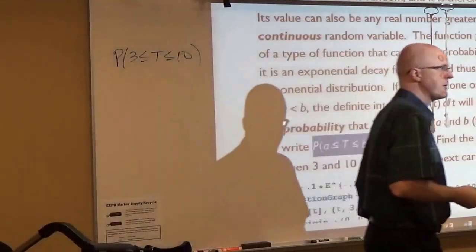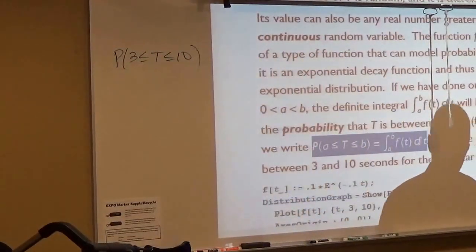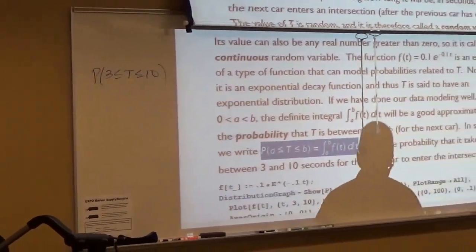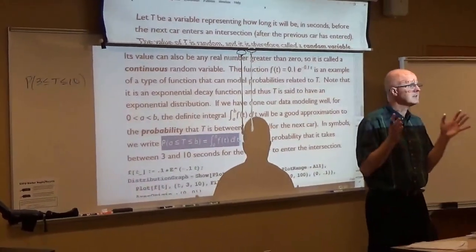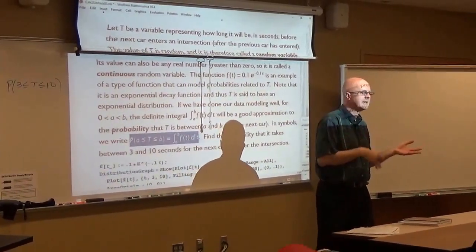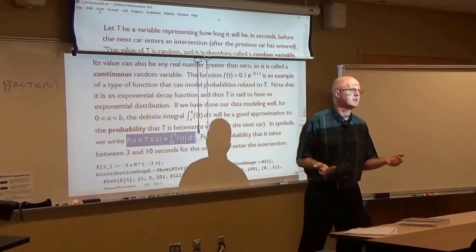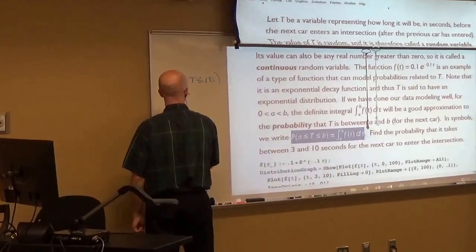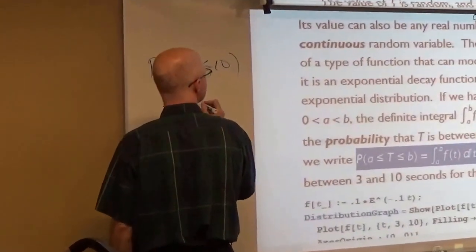So that's the symbol for the probability, the likelihood that it's going to take between 3 and 10 seconds for the next car to come through the intersection. Without explaining why, I'm just pretending doing the integral will give you the right answer. Okay? We'll get into why that might be a good thing to do later in the semester. So you just do the integral and you're just trusting that that's the right thing to do.